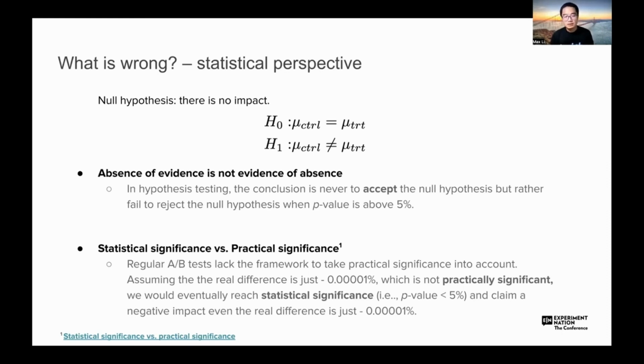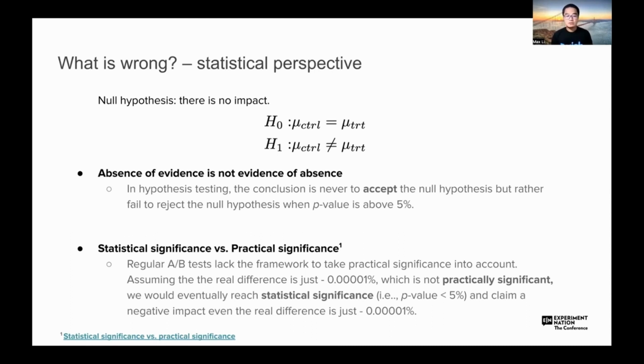So for typical A/B testing, the null hypothesis is that there is no difference between treatment and control. When we get a p-value smaller than 5%, we could reject the null hypothesis and conclude that there is a difference between treatment and control, right? We never accept a null hypothesis because when the p-value is larger than 5%, it basically means that there's not enough evidence to make any conclusions. Again, absence of evidence is not evidence of absence.